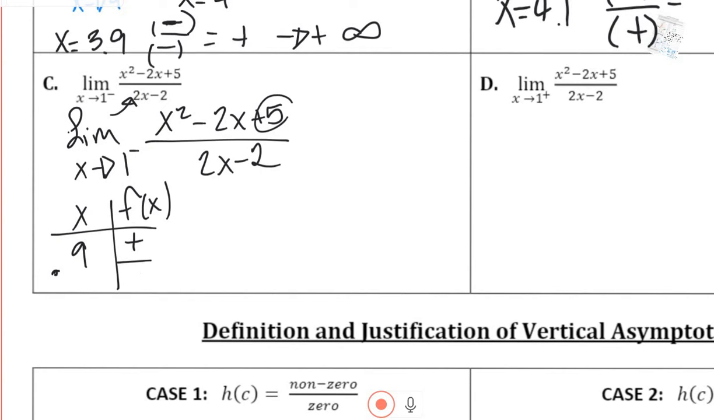And in the denominator, if I plug in 0.9, 2 times anything smaller than 2 is going to give me, in this case, like 0.18. If you plug in 0.5, it's going to give you something essentially less than 2. So when you subtract that 2, it's going to be negative. And so I know the answer is going to be negative infinity.